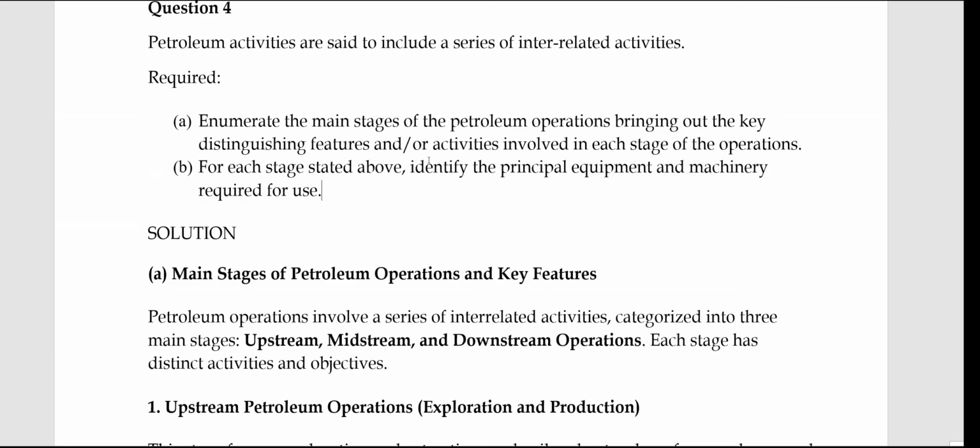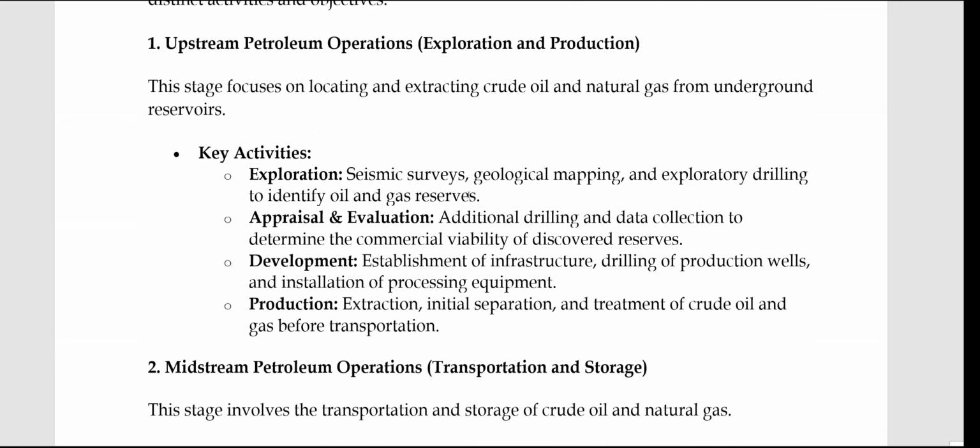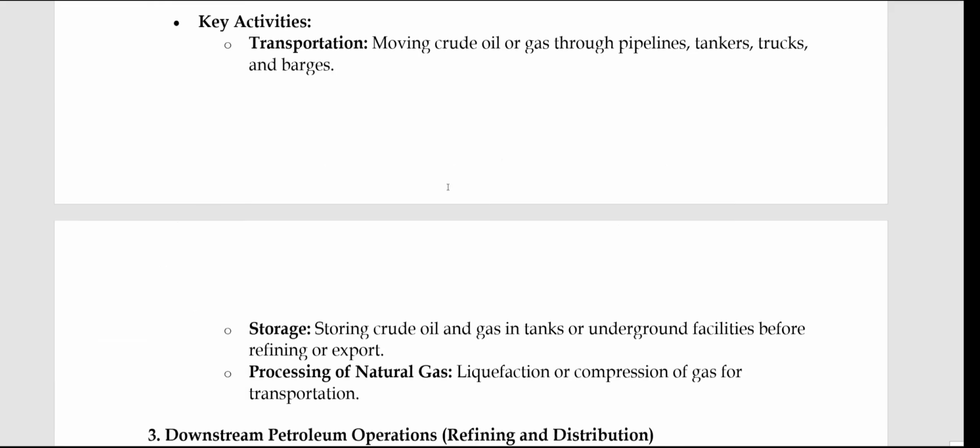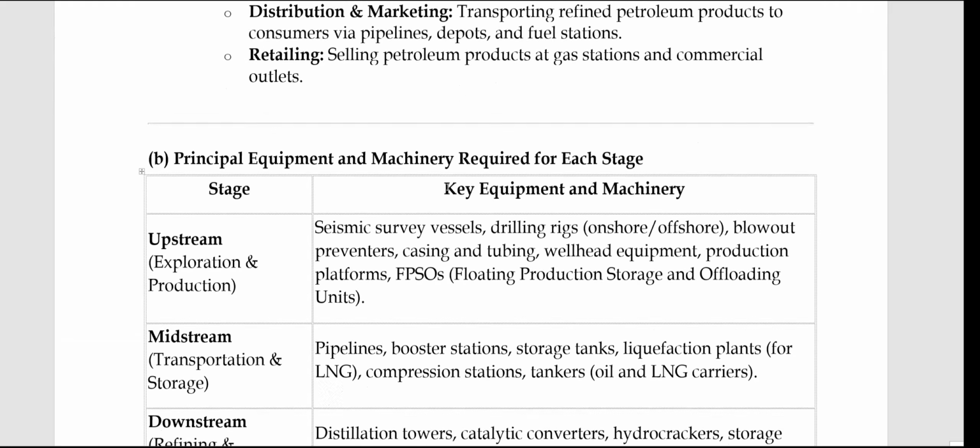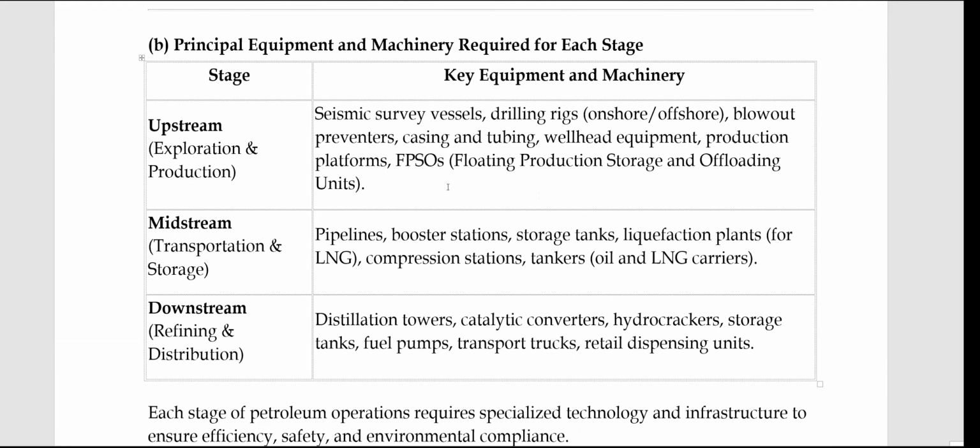So, exploration: remote sensing machine. These are some of them. Geophones and hydrophones. So upstream sector, we have seismic survey vessels, drilling rigs, that's onshore, offshore, blowout preventers, casing and tubing, wellhead equipment, production platforms. Now oil and gas is becoming very detailed though.